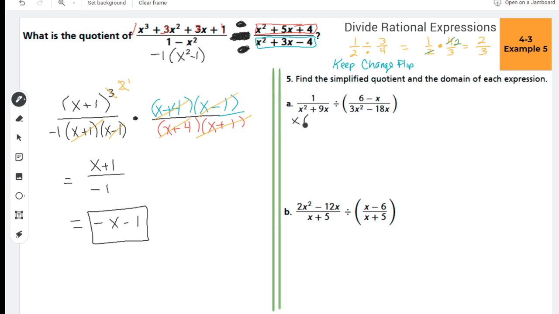Here I could factor out an x, so this is going to turn into x times x plus 9. Here these are backwards, right? So I'm going to factor out a negative 1, and then I'll have an x minus 6. And here I see a GCF of 3x, and so that'll leave me with x minus 6 here. So now I'm going to do my keep change flip. So my keep, I'm going to keep it in this factored form.